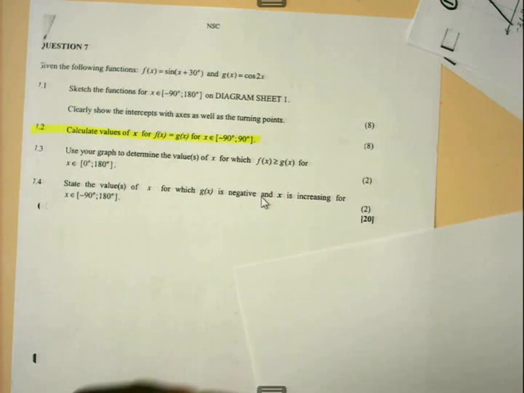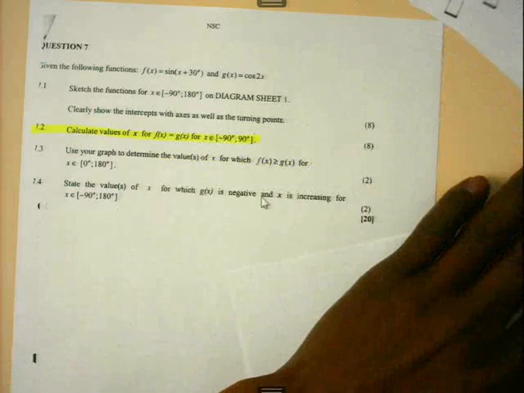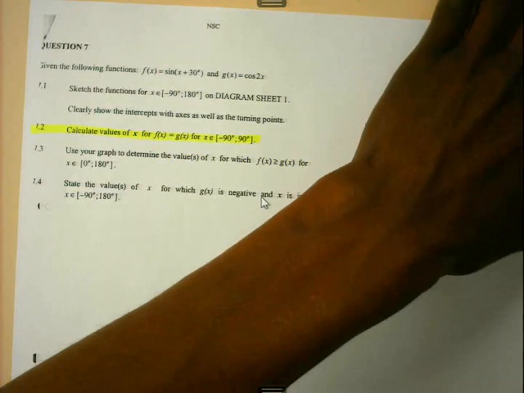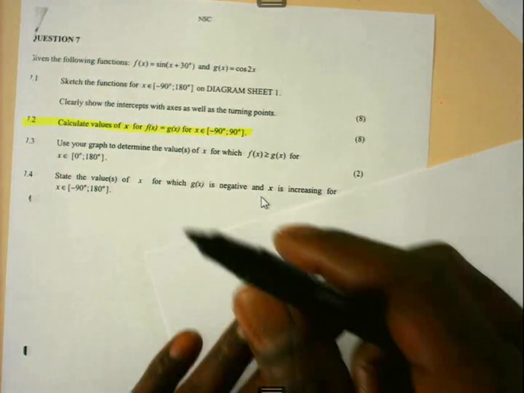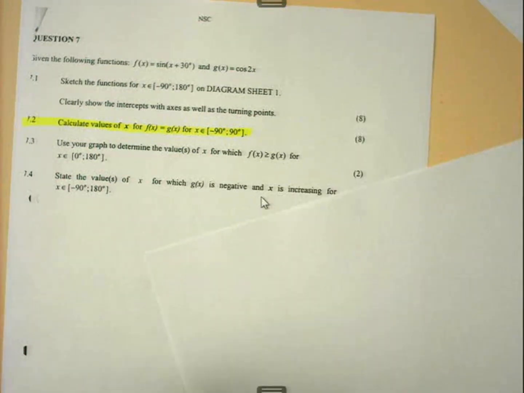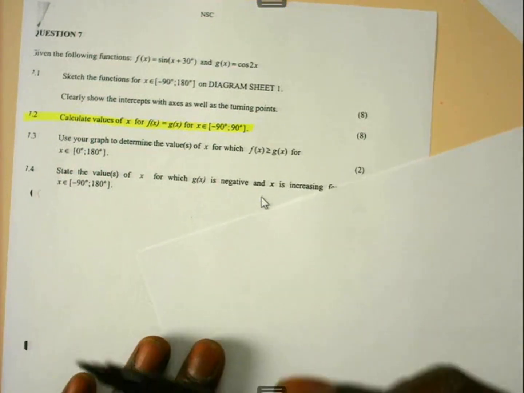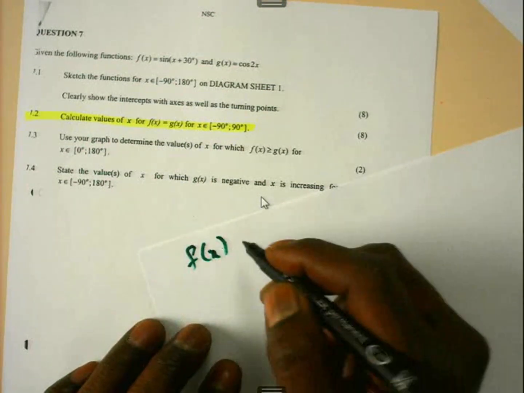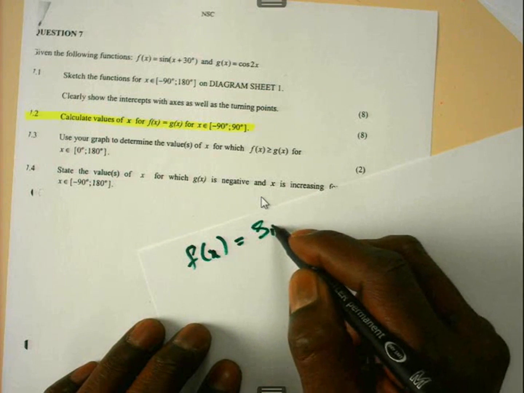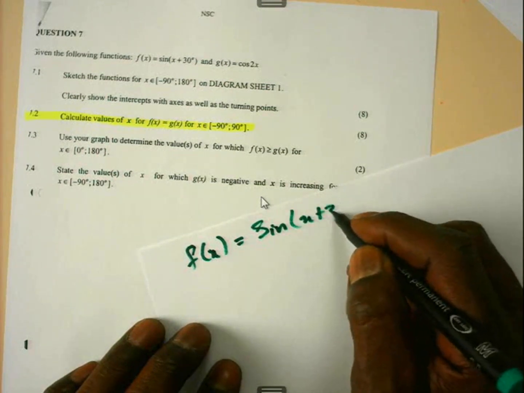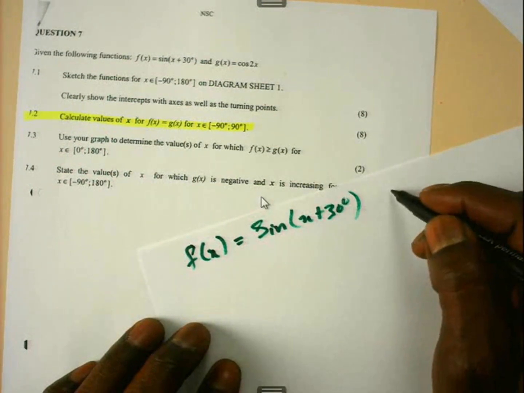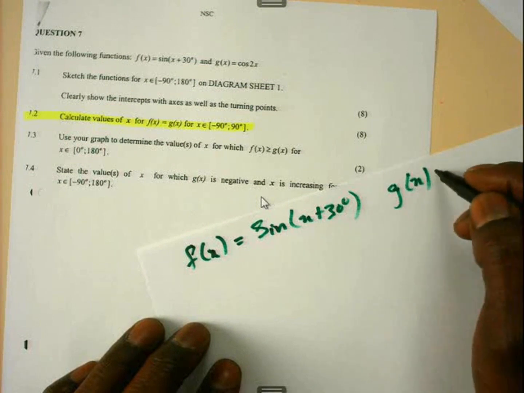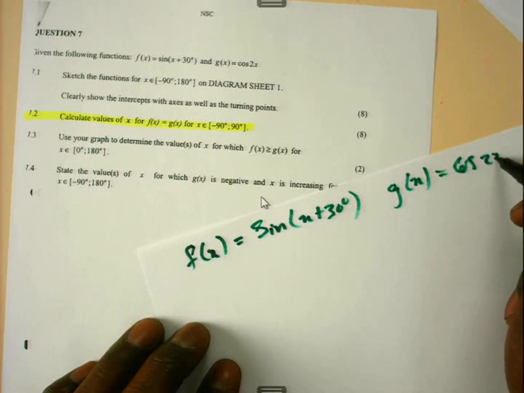One of the things that we are going to do is quickly learn how to draw the graph so that we must have a picture of what we are talking about. We are going to draw the two graphs, one of f(x) = sin(x + 30°), and another one of g(x) = cos 2x.